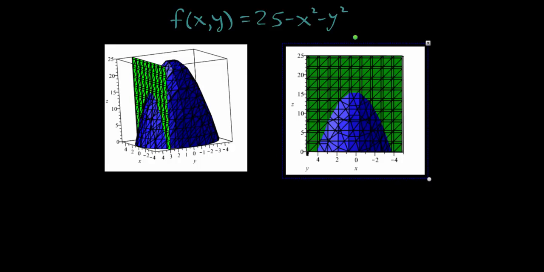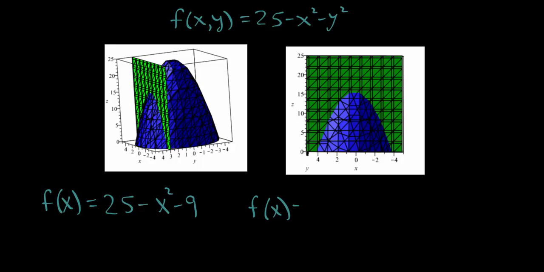So this is when I keep y fixed. And when y is fixed, in fact when y is equal to 3, this 25 minus x squared becomes 25 minus x squared minus 3 squared, which is 9. So now you could think of this as a function of a single variable. We have f of x is equal to 16 minus x squared. And in fact, we're looking at this curve right here.